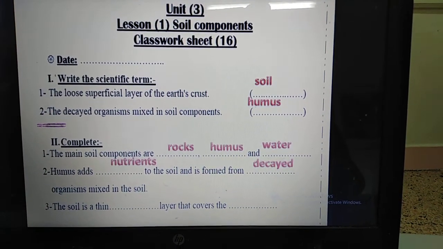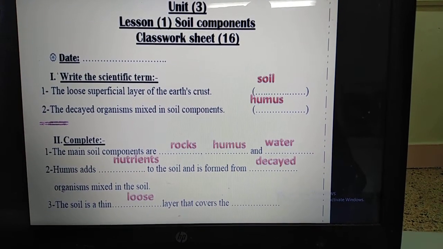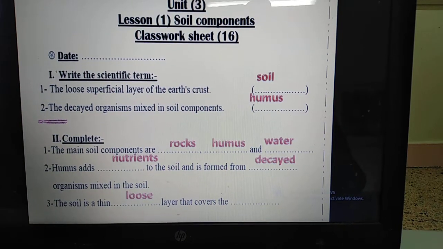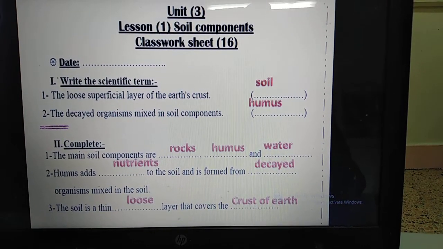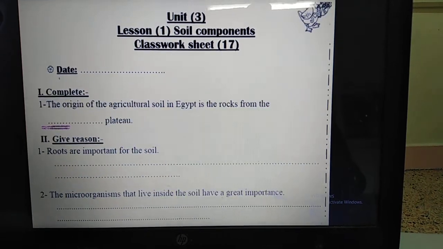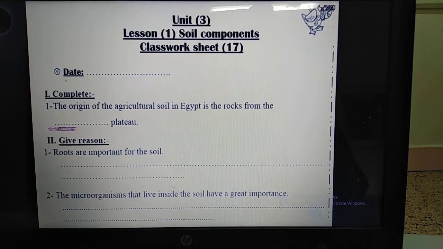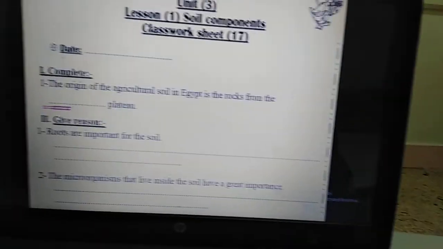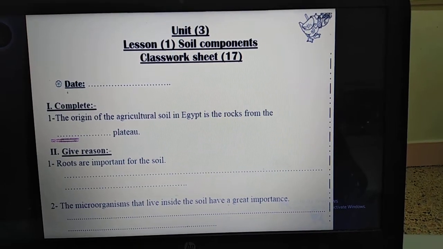Soil is a thin, loose or non-compacted layer, which covers what? Which covers the crust of the earth. Let's make classwork 17. Complete number 1 is cancelled. Let's make give reason. Give reason number 1.